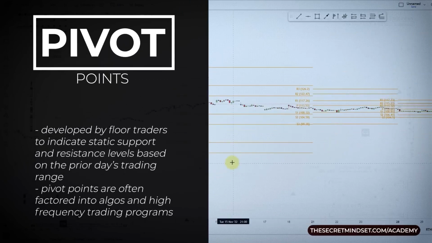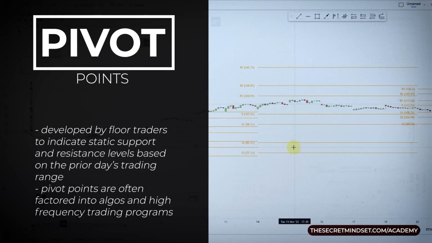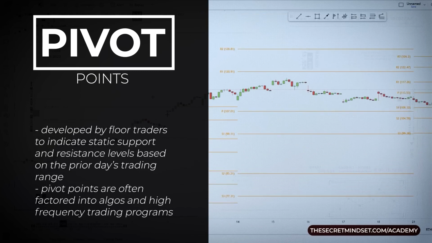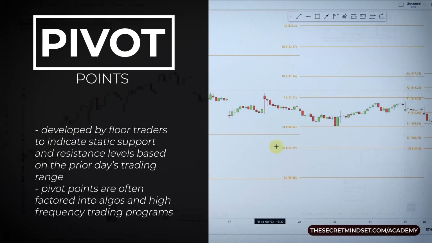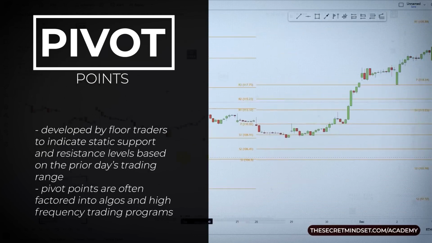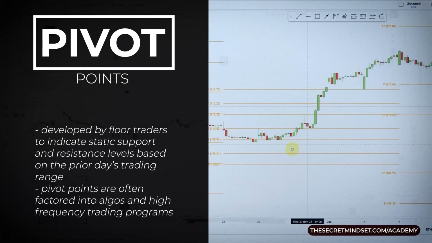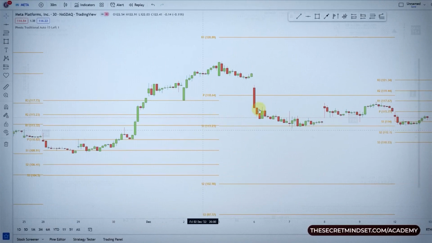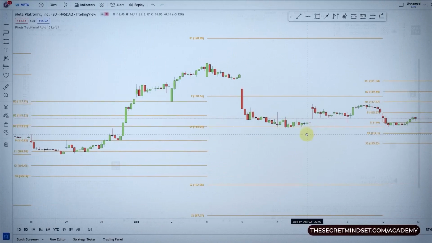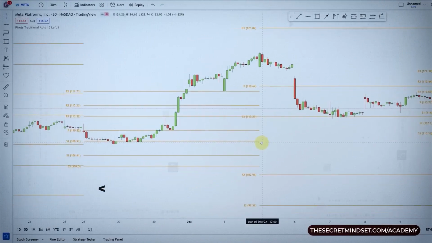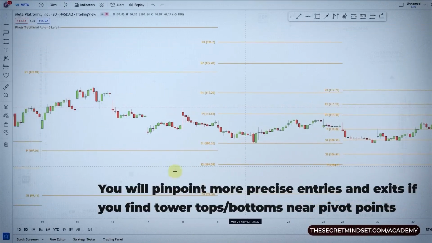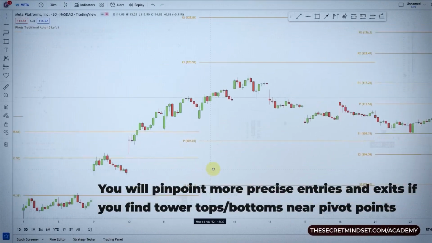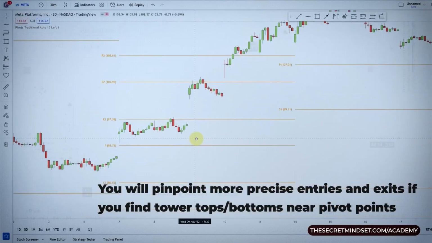Pivots were developed by floor traders to indicate static support and resistance levels based on the prior day's trading range. Nowadays, pivot points are often factored into algos and high-frequency trading programs, not to mention that traders often place stop orders at or near pivot points. And combined with our candlestick pattern, you will pinpoint more precise entries and exits as well.